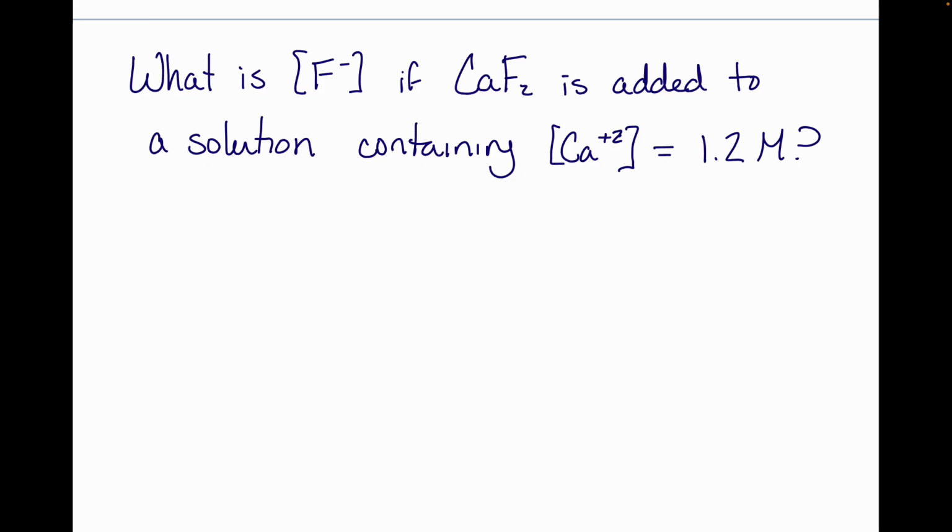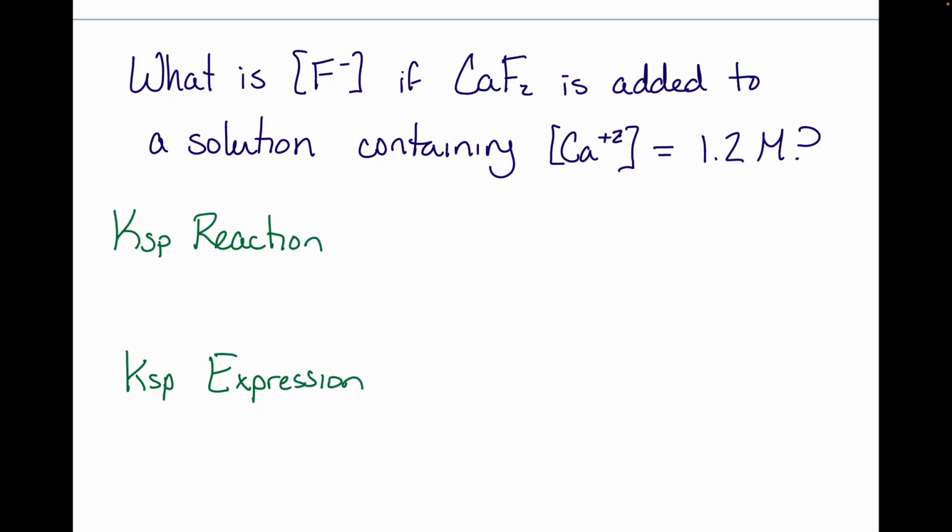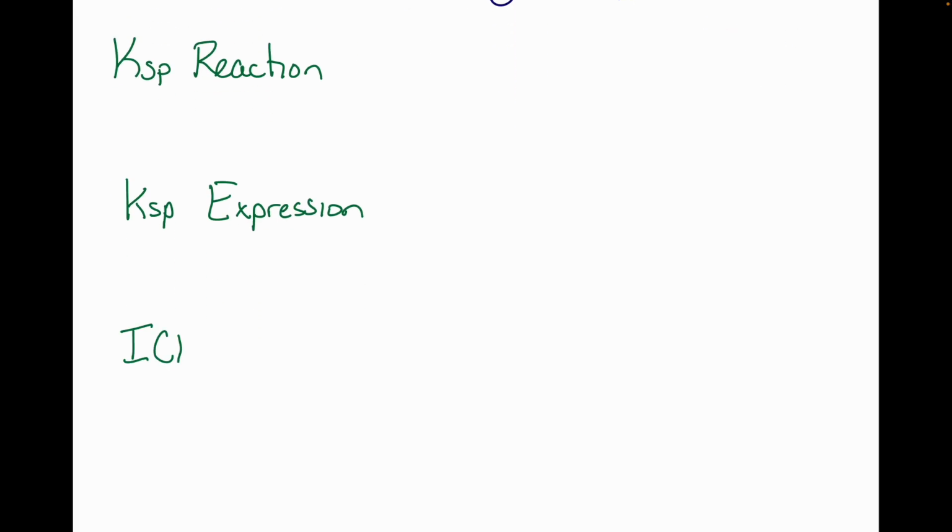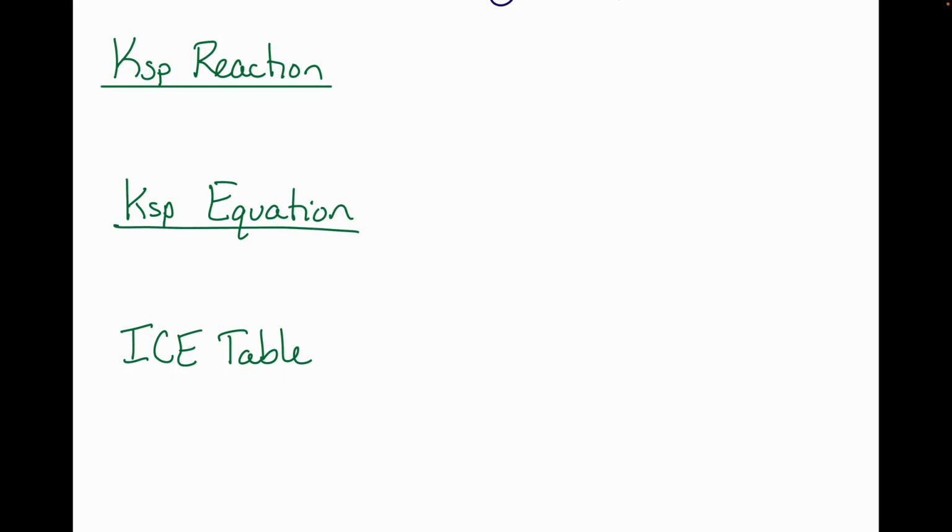All right, we got these same three steps: KSP reaction, KSP expression, and ICE table. I think I'm totally using that word wrong. It's equation, but whatever. You know what I mean. The expression is technically one side of the equal sign, not both. But you got it.